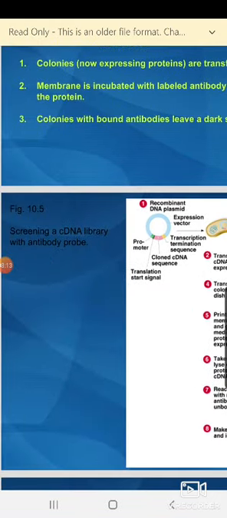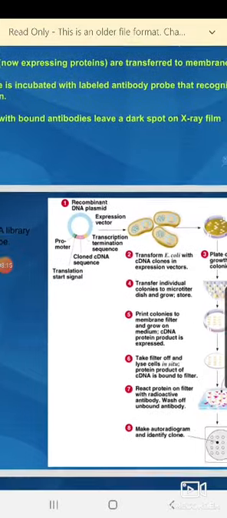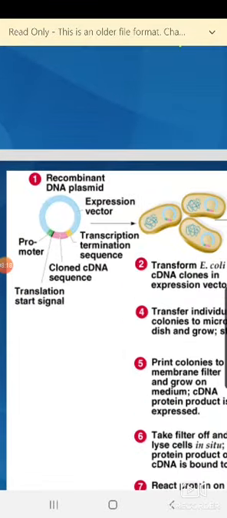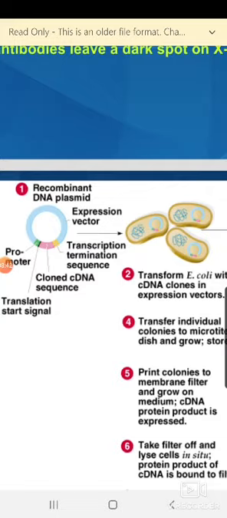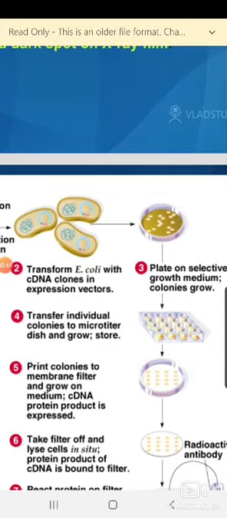Now let us see how this works when it is a cDNA library. The first thing to remember is that there should be an expression vector. cDNA can be cloned in other vectors also, but if I want to check the cDNA library using an antibody probe, you need to start with an expression vector. Why? Because the gene needs to be transcribed and then translated. Everything is mentioned here. Then we have cells transformed with cDNA clones in the expression vector.